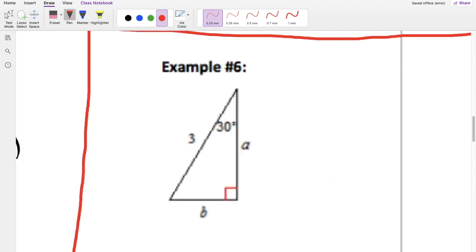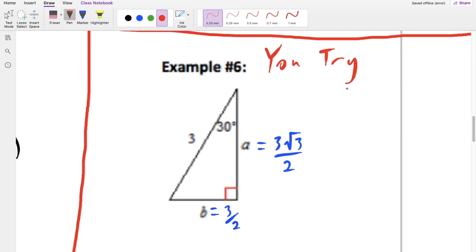So you have B is the opposite of your 30, A is the opposite of your 60, and 3 is the opposite of your 90. Pause this video, work it out, and see what A and B equal. On the short leg, you should have gotten 3 halves, and on the long leg, you would have gotten 3 root 3 over 2. If you did not get those, go back, look over your work.